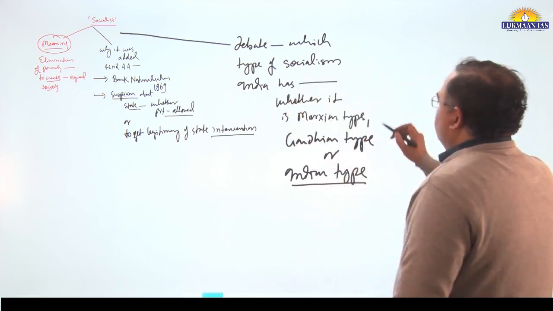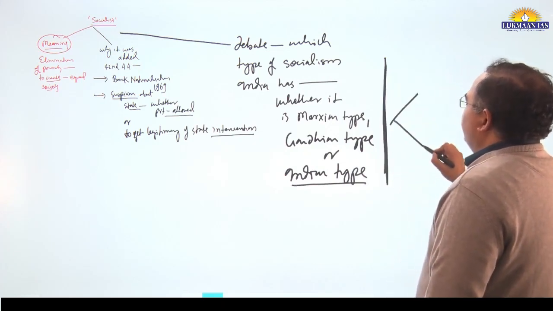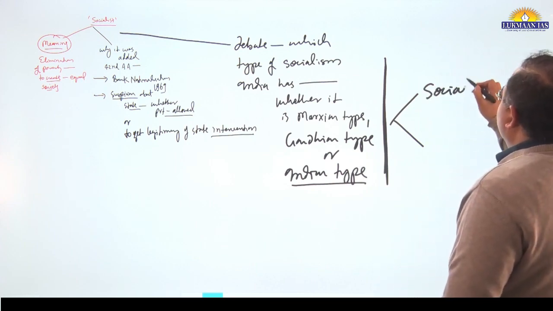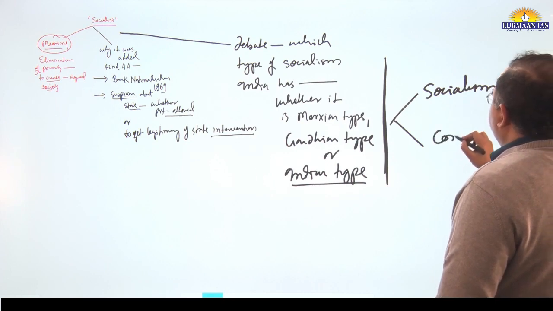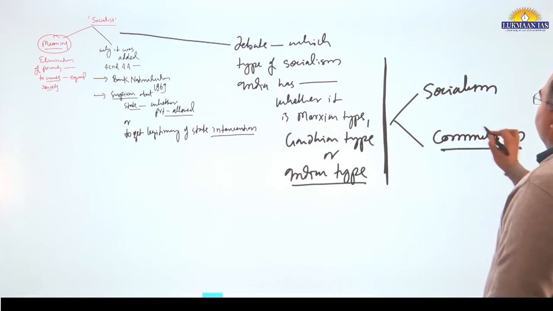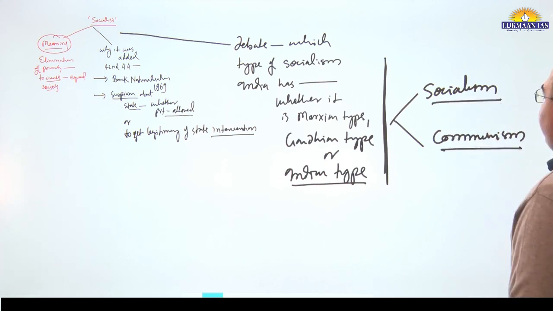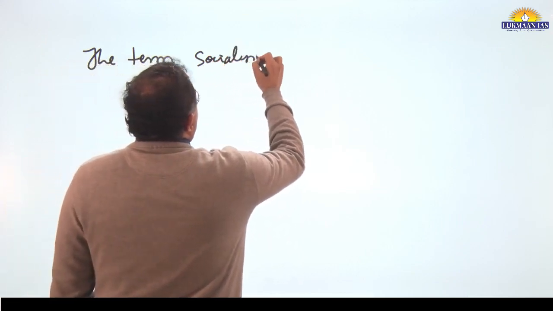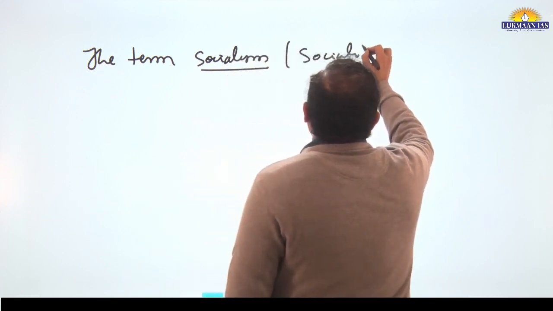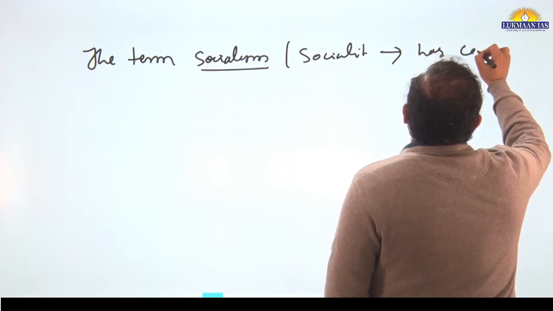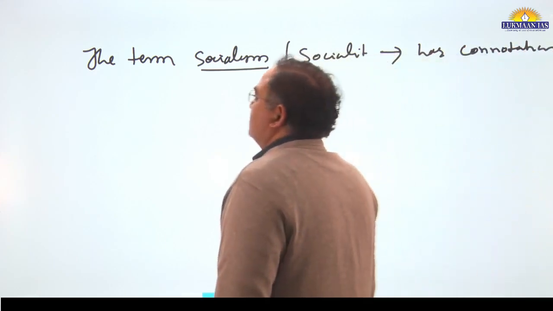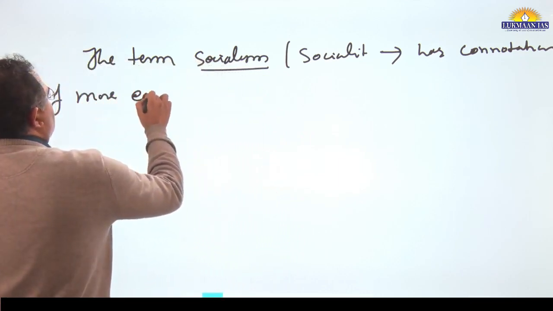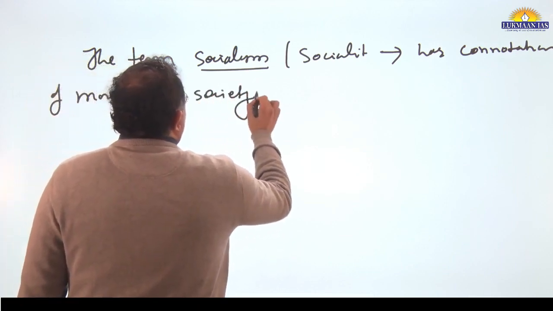Although yesterday we told, you need to understand a bit more clearly the difference. What is socialism? Socialism, then communism. When we say the term socialism or socialist, it has the connotation of a more equal society.